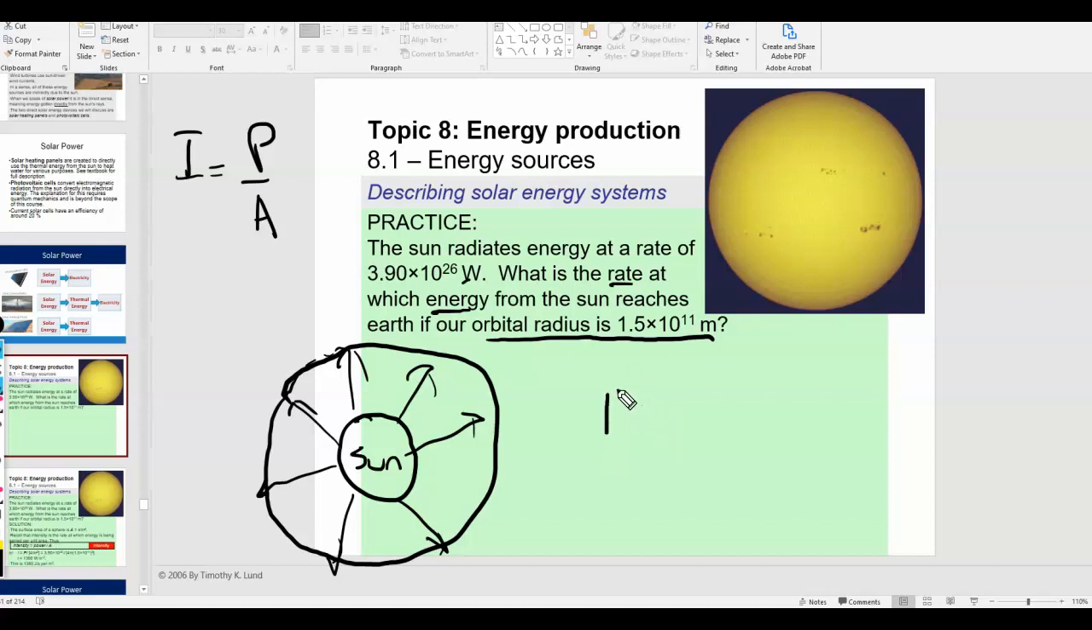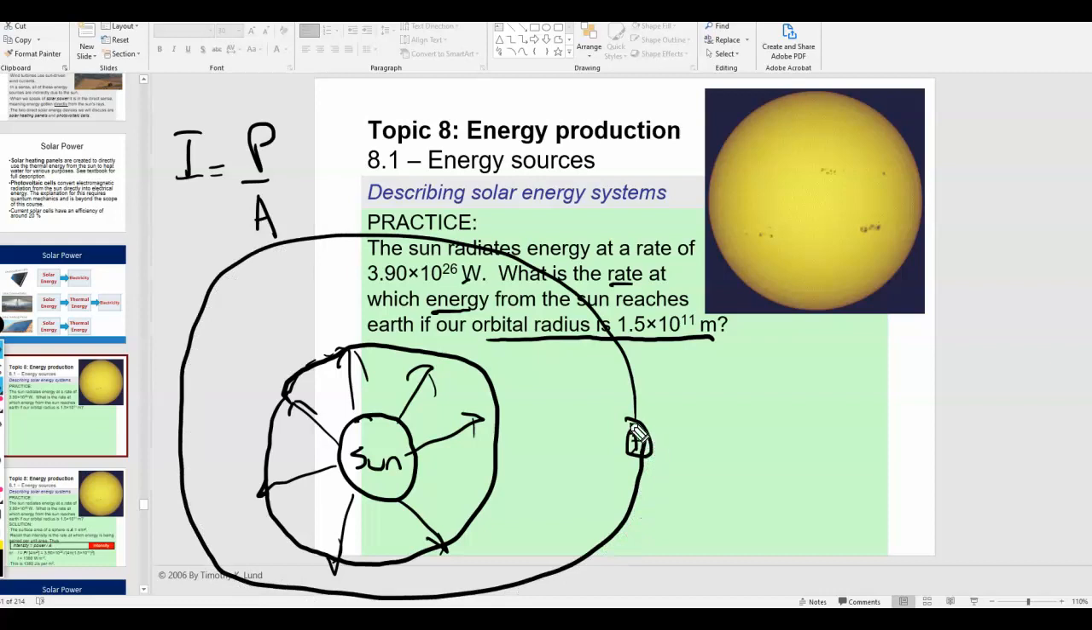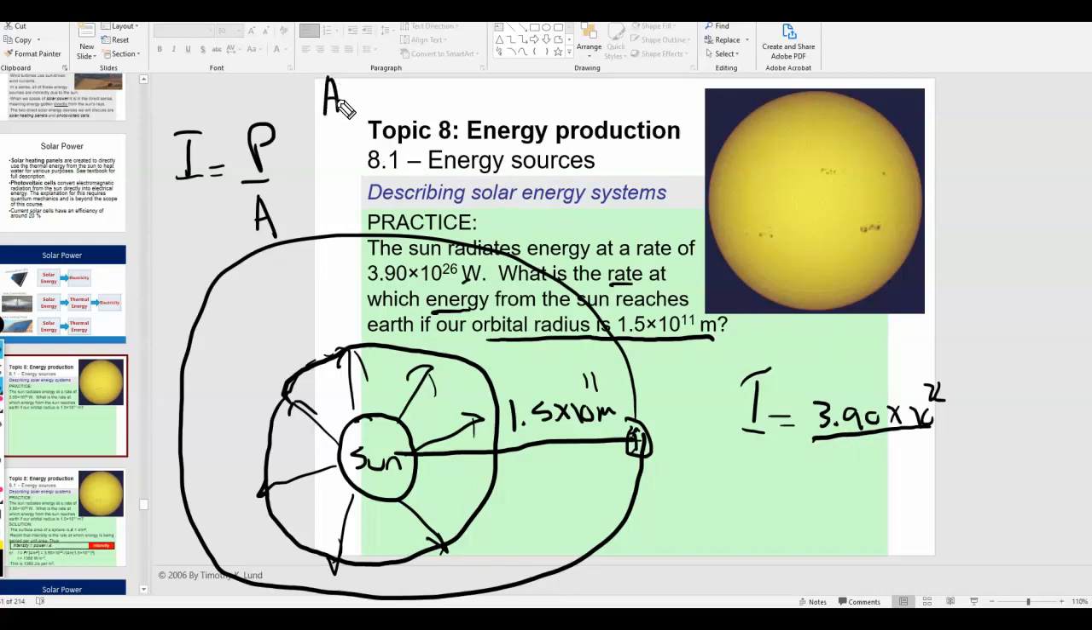Okay, and so if we want to find the intensity where the Earth is, let's say the Earth is over here, then basically we need to make the bubble, ignore my bad drawing, we need to make it so that the bubble has a radius of 1.5 times 10 to the 11 meters. And then what happens is that 3.9 times 10 to the 26 watts is spread out over a sphere with a radius of 1.5 times 10 to the 11 meters. Now, just to remind you, the area of a sphere is 4 pi r squared.